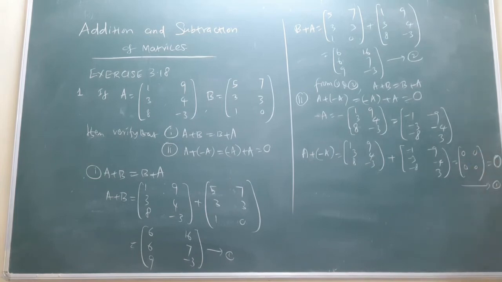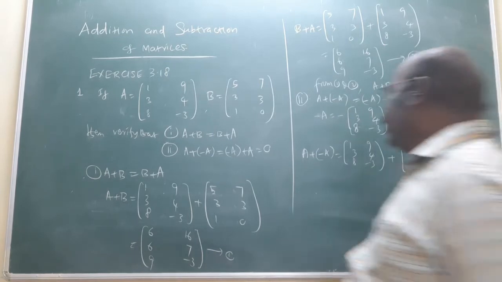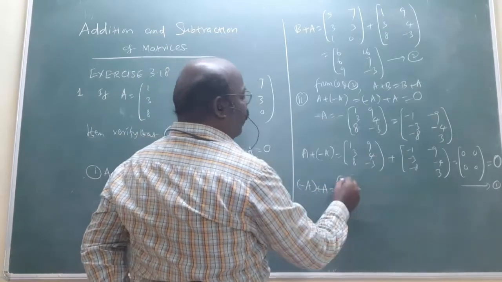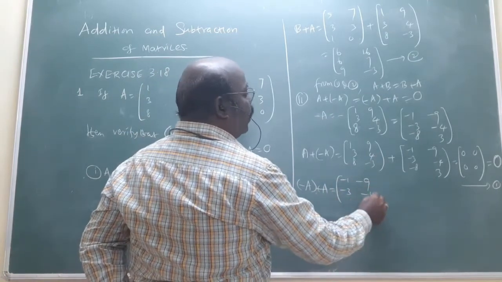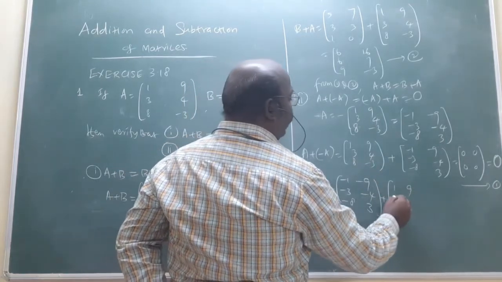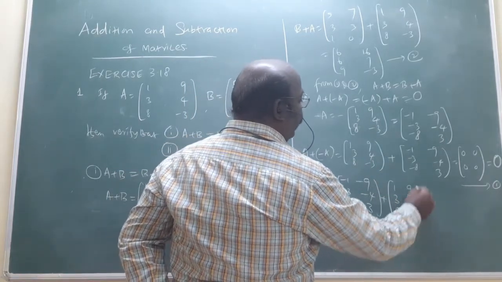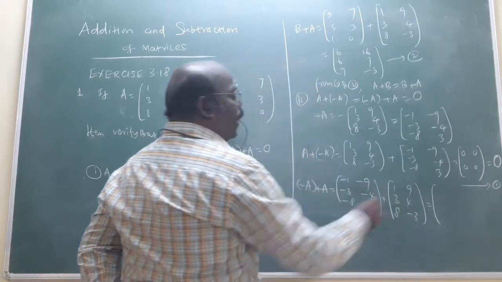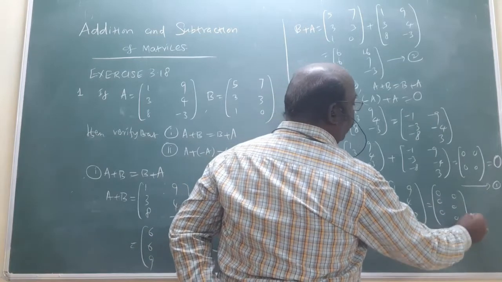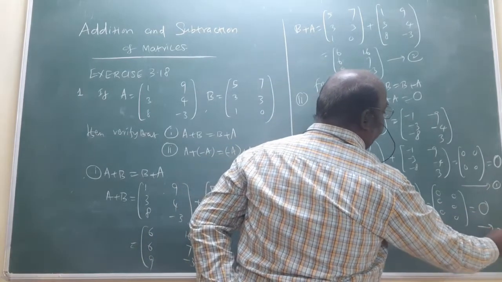The first answer. This is called the null matrix, capital O. This matrix is always denoted by capital O. Now again, minus A plus A. The minus A already found: minus 1, minus 9, minus 3, minus 4, minus 8, 3, plus A already given: 1, 9, 3, 4, 8, minus 3. Again, the corresponding elements should be added. Definitely 0 will come, 0, 0, 0, 0, 0. Automatically this is equal to capital O, that is the second division.